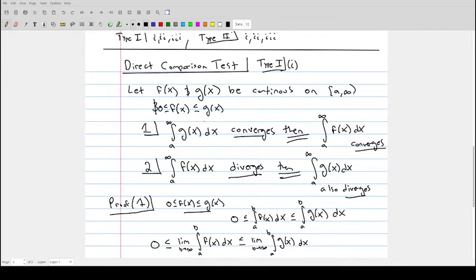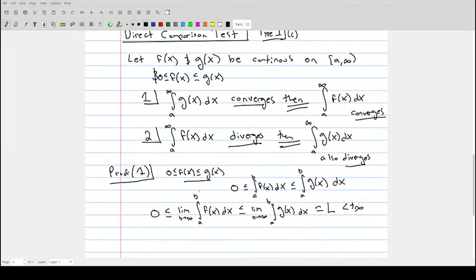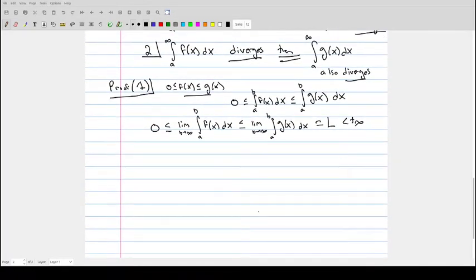And so in case 1, where we assume the improper integral of g of x converges, this limit exists, and it's equal to some positive value that's less than infinity, because it converges. So what that does is that it traps the improper integral of f of x to be between 0 and L, two positive real numbers, which means that this improper integral has to exist.